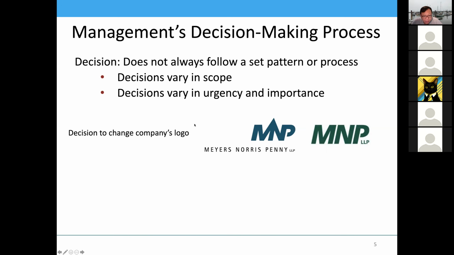So that's also a very important decision. Maybe not very urgent, depending on how this logo affects the market.